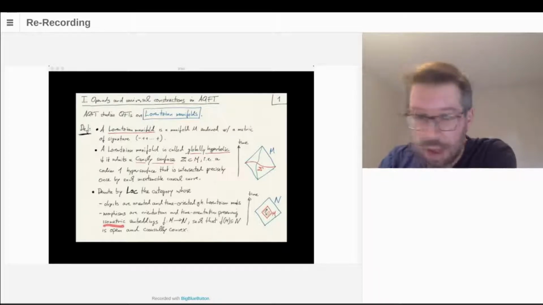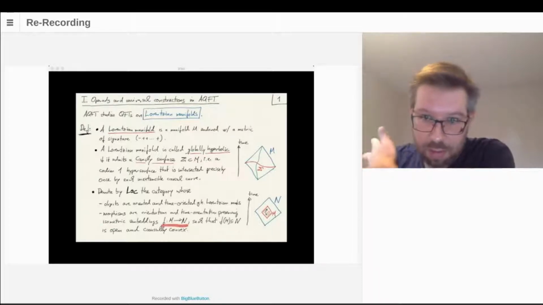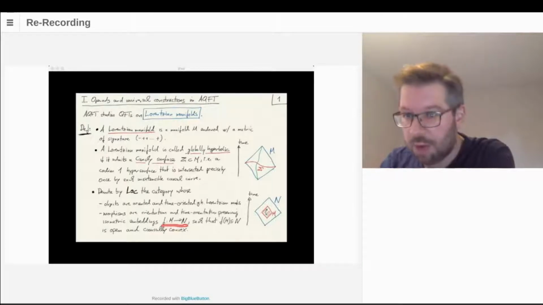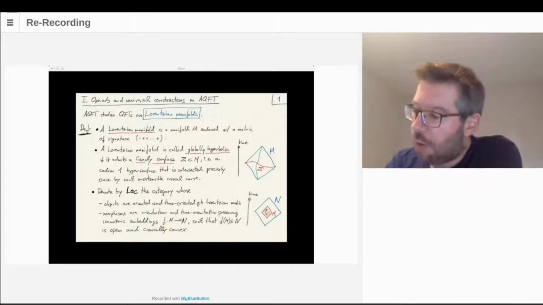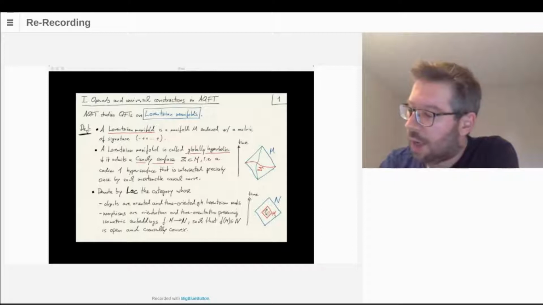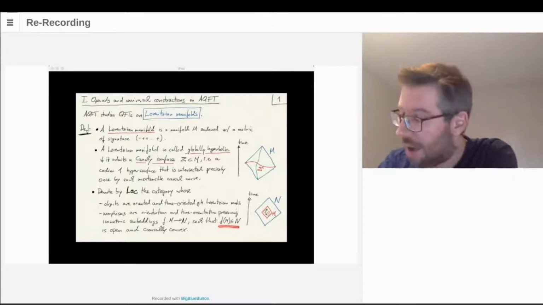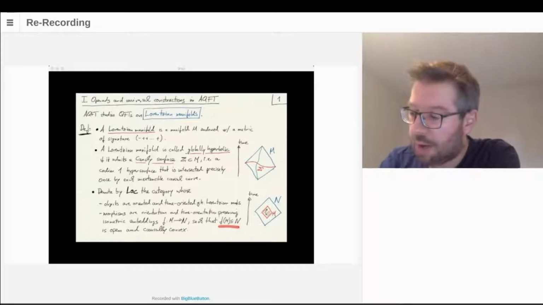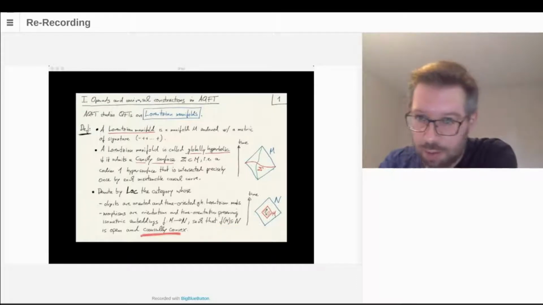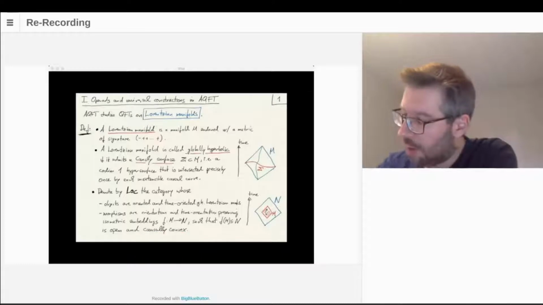So these embeddings f from M to N preserve the metric, preserve the orientation, preserve the time orientation. And furthermore, I would like that the image of this map, so f(M), which is a subset of N, is an open subset, and it is so-called causally convex. Causally convex is the following property. Here is a picture for that.